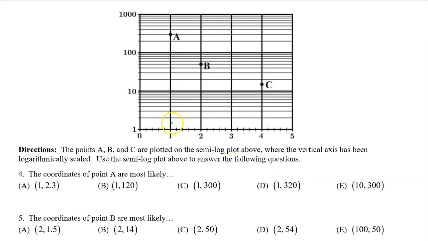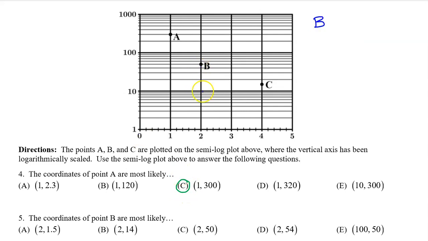So let's see, A is at 1 on the horizontal. So A is going to be 1 comma something. And then A is after 100. So as we pass 100, we must begin counting by hundreds. So the next mark will be 200, and A is at 300. So 1 comma 300. So the answer is C.